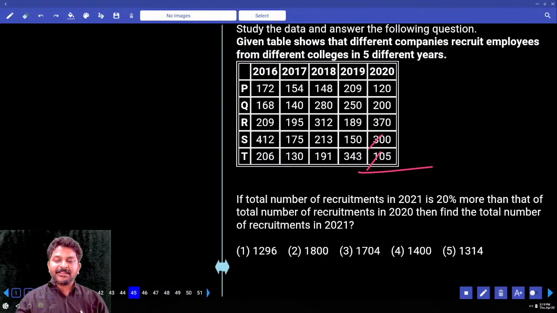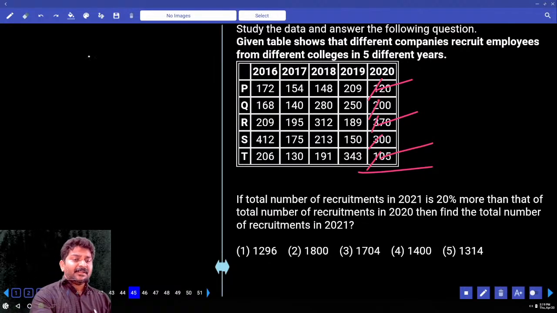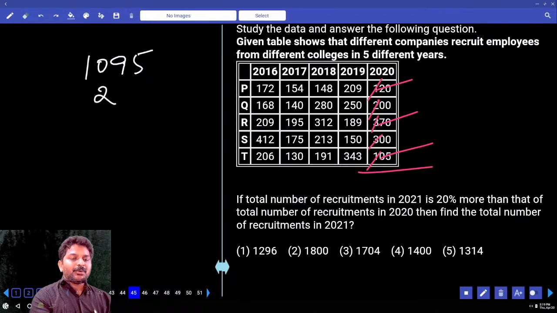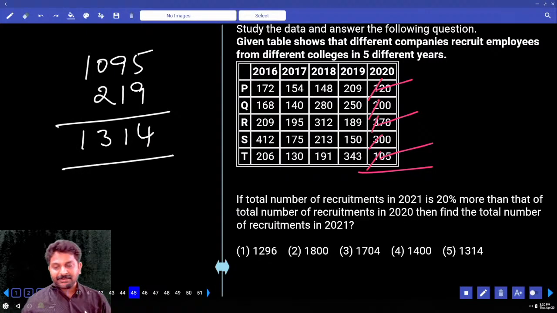100, 300, 300. 700, 200, 100. 1000, a round figure, keep it aside. 20, 70. 90 plus 5. So the total is 1095. 10% of it is 109.5. 20% is 219. When you add everything, that gives you 1314.